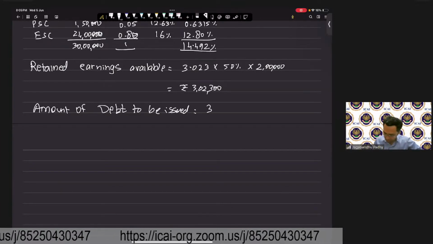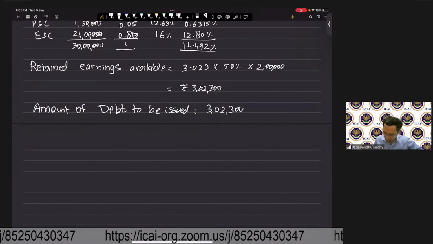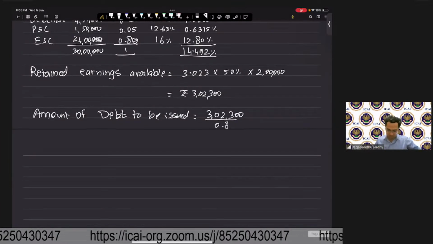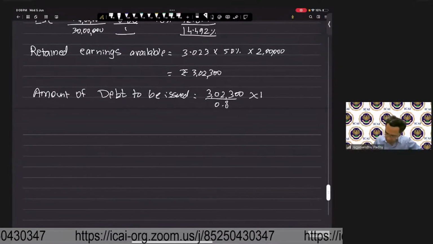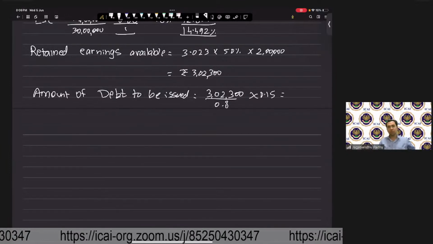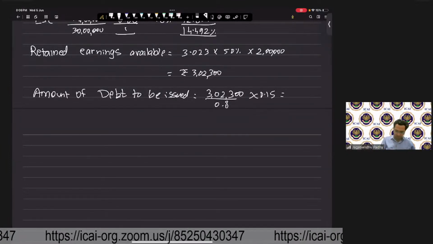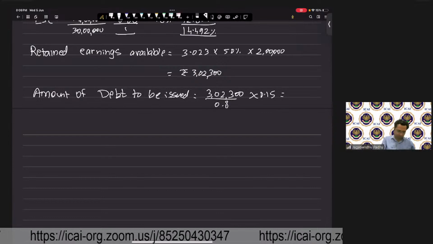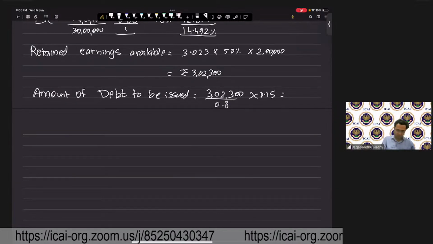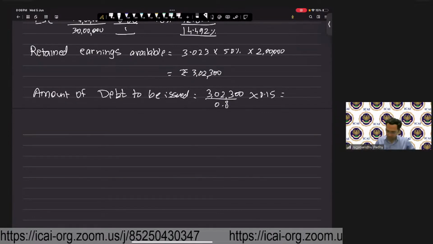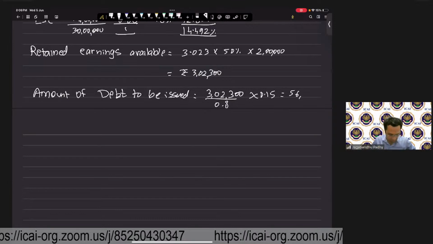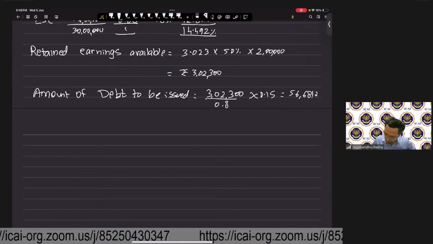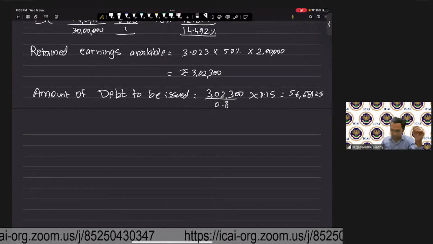How much debt are we supposed to issue? So 3,02,300 has a weightage of 0.8 and debt has a weightage of 0.15. So we need to issue an additional debt of 3,02,300 divided by 0.8 into 0.15, which is 56,681.25. This is the amount of additional debt that I need to issue.